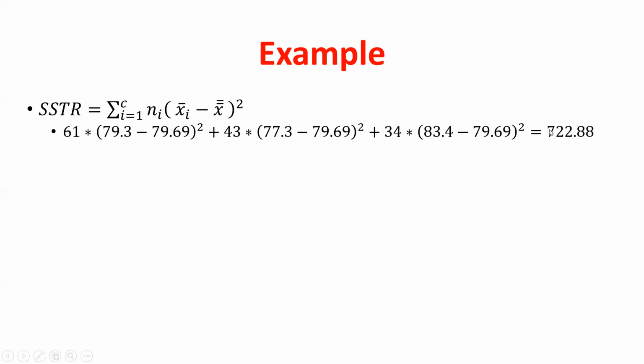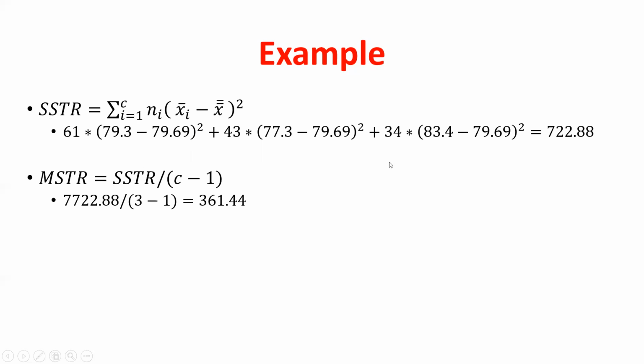And I get SSTR. Don't worry too much about what this stands for. This is kind of a placeholder for us. Think about it just as notation. We then divided that by the number of groups that we were looking at the deviation for, from that overall mean. So we had 3 groups, so 3 minus 1, and we get this MSTR, right?